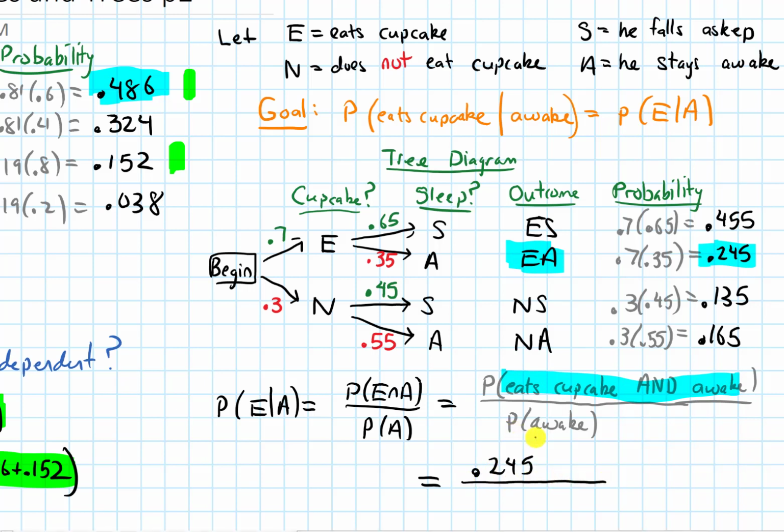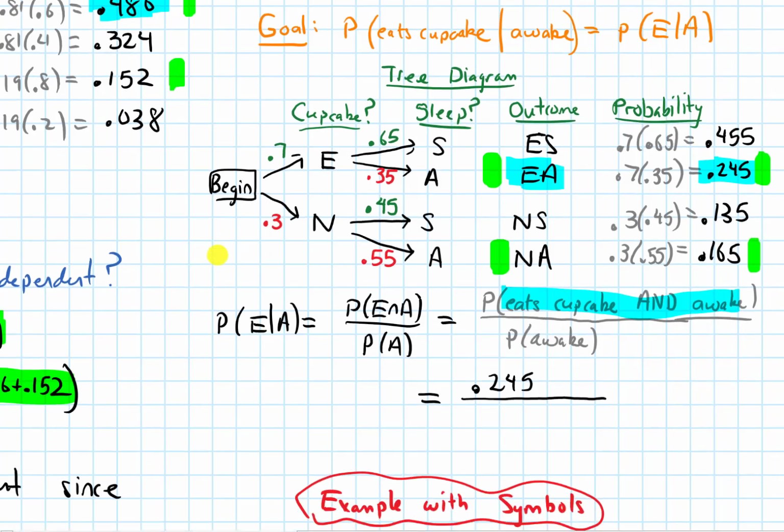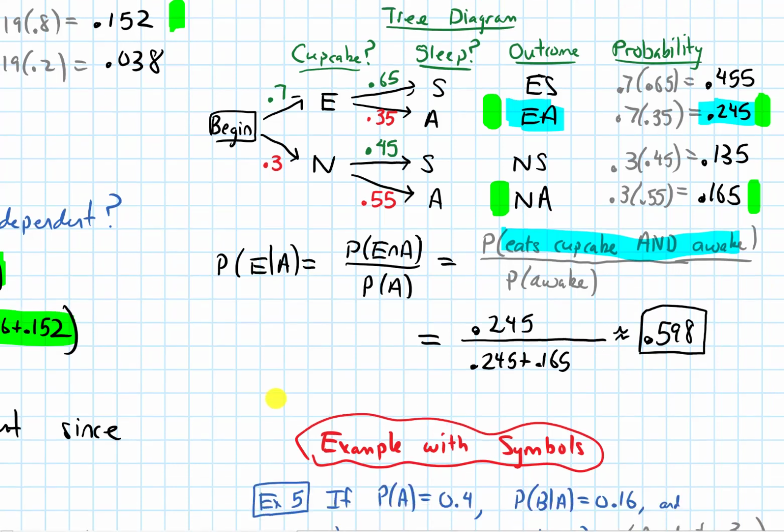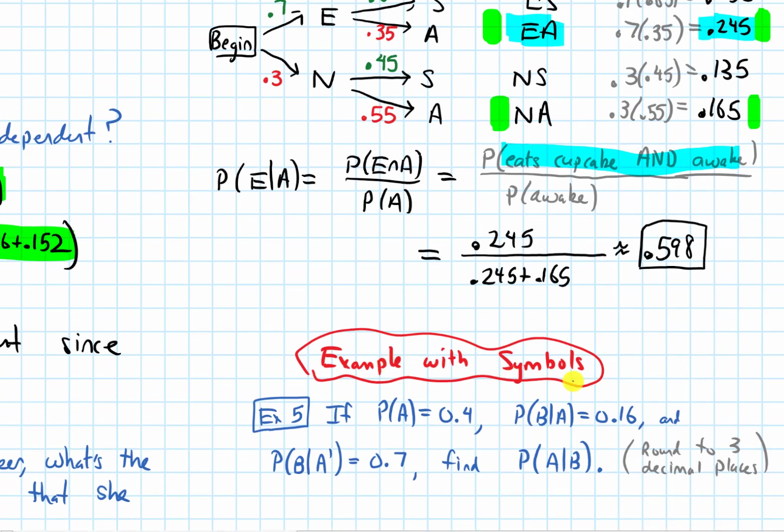On the denominator, we need the probability that he's awake. That happens in this outcome and this outcome. So that's this probability, 0.245, as well as this one, 0.165. We add those to get 0.245 plus 0.165. If I work this out with a calculator and round to 3 decimal places, this is 0.598, and that is our answer. In the next video, we will do another example, but that is purely in terms of symbols and finding one of these conditional probabilities.